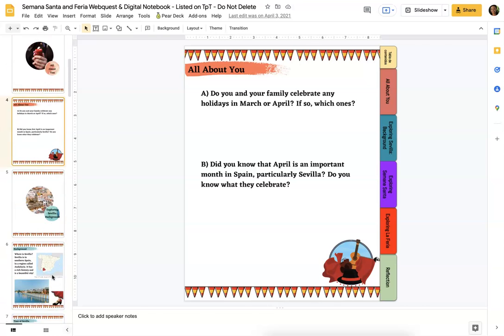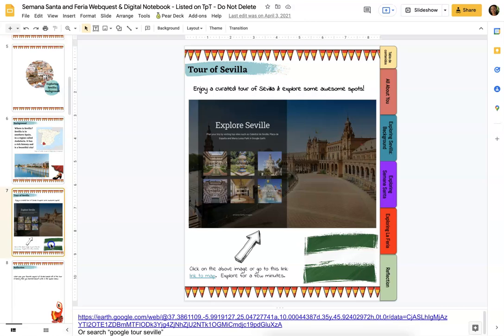On page 7, which you can see as I'm scrolling on the side, you can explore Sevilla. Sevilla is literally the bomb. It is a gorgeous city, if you've been there, you know. It is just even more beautiful because of these two massive holidays that are celebrated wonderfully in Sevilla. Semana Santa in Sevilla is one of the largest celebrations of Semana Santa in Spain, so that's why it has so much fame.